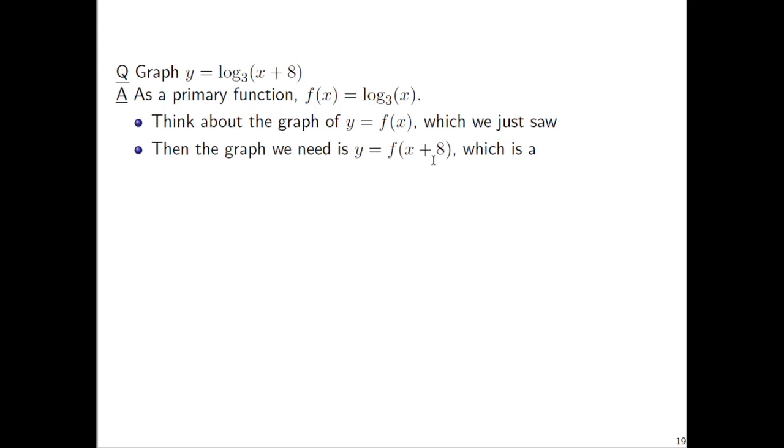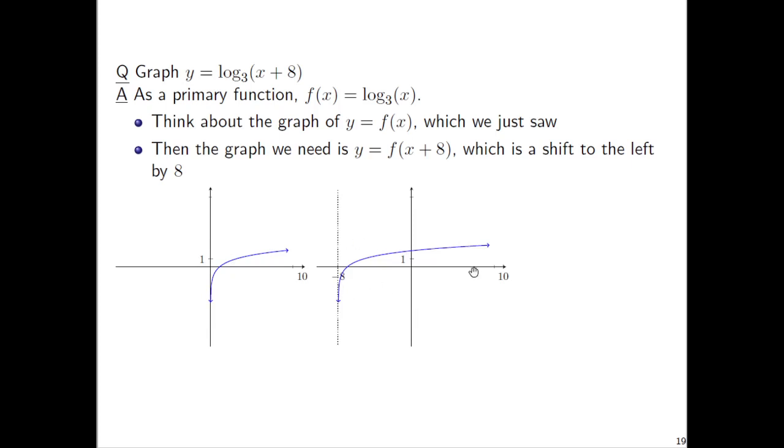But think about what that plus 8 does. Notice it's in parentheses, so this is a horizontal thing. Remember all the horizontal things? This is a shift to the left by 8 units. So if this here is the graph of y equals f of x, where f of x is log base 3 of x, then if we shift this picture, just the points in blue, to the left by 8 units, we get a graph that looks like this.